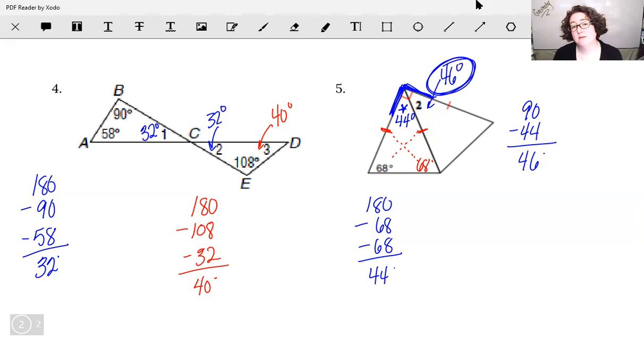So when in doubt on looking at any of these problems, if you can't figure out exactly what the angle is that they're asking for, label anything else that you can figure out, and chances are that's going to give you enough information to continue solving the triangle.